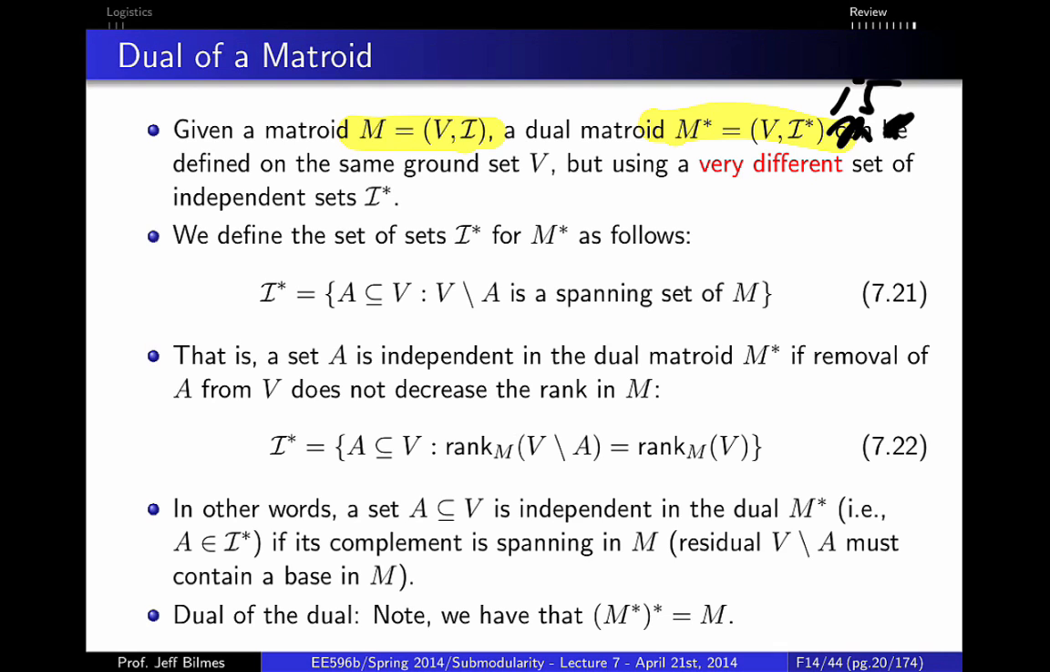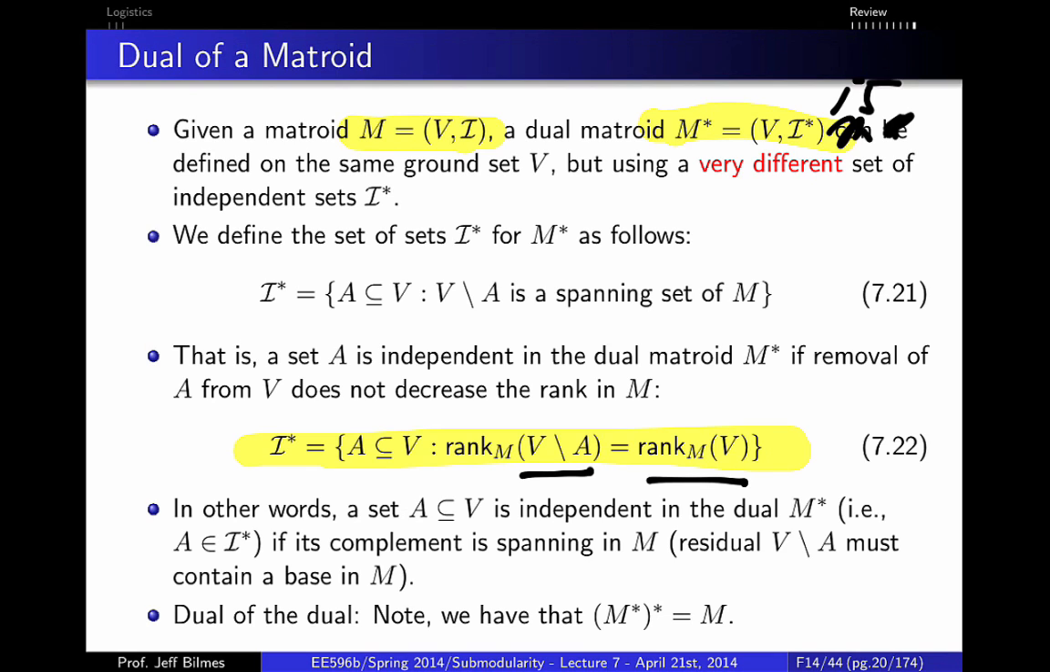Basically, it's the same ground set, just make sure that's clear, and all we're doing is changing the independent sets. The independent sets in the dual matroid are those sets A such that A's complement is spanning in the original matroid. So what does that mean? It means that a set A is independent in the dual if when you remove it from the ground set, you have not disturbed the rank, that the rank stays the same. And that's basically this definition here. So it's all A, subset of V, such that when you remove A from V, the rank stays the same as the rank of the matroid.